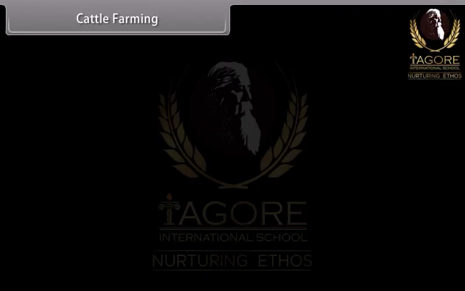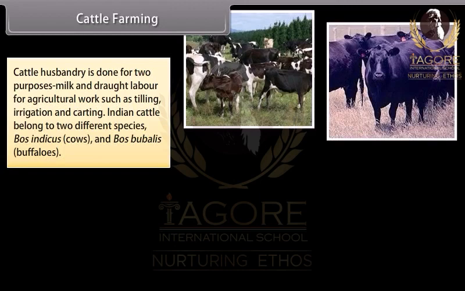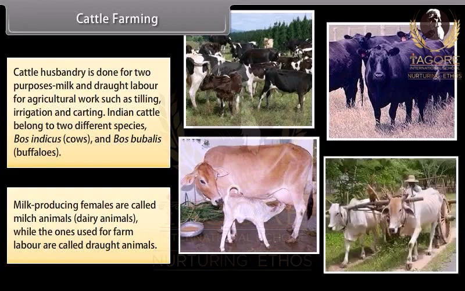Cattle farming. Cattle husbandry is done for two purposes: milk, and draught labor for agricultural work such as tilling, irrigation, and carting. Indian cattle belong to two different species: Bos indicus, cows, and Bos bubalis, buffaloes. Milk-producing females are called milch animals or dairy animals, while the ones used for farm labor are called draught animals.